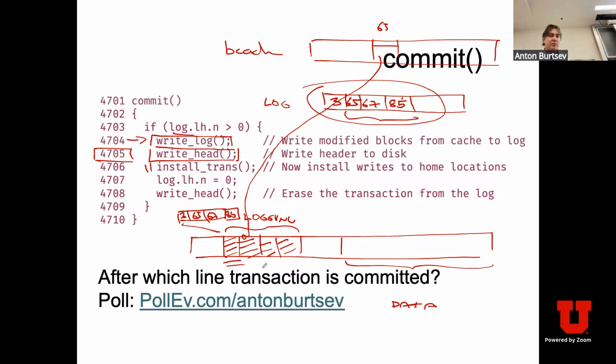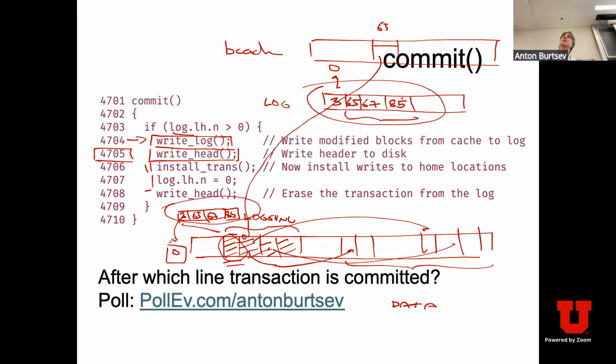Install transaction just blindly uses the data from this log header and writes it into the data area one by one, right? And then it simply says, okay, forget about it. I will now have a log which has 0, and I will write it again. And at this point, this flips to 0, right? Make sense? But the moment you pass line 47, the stuff is on disk.